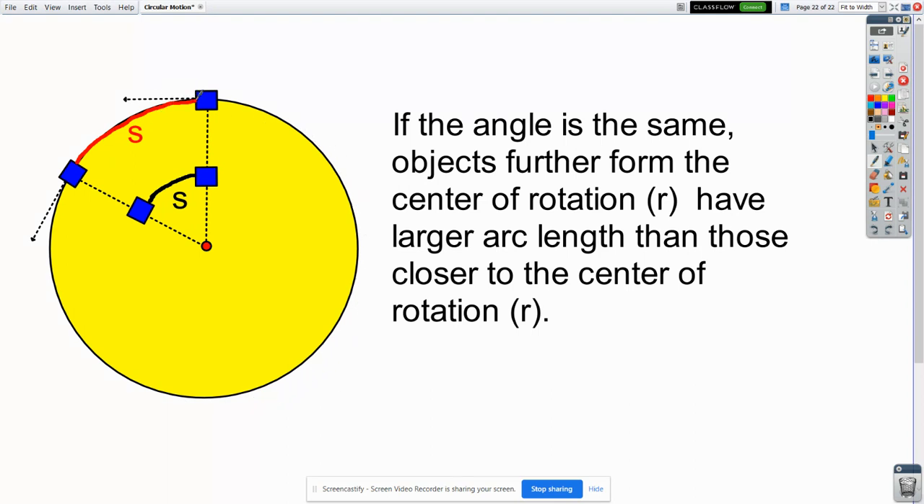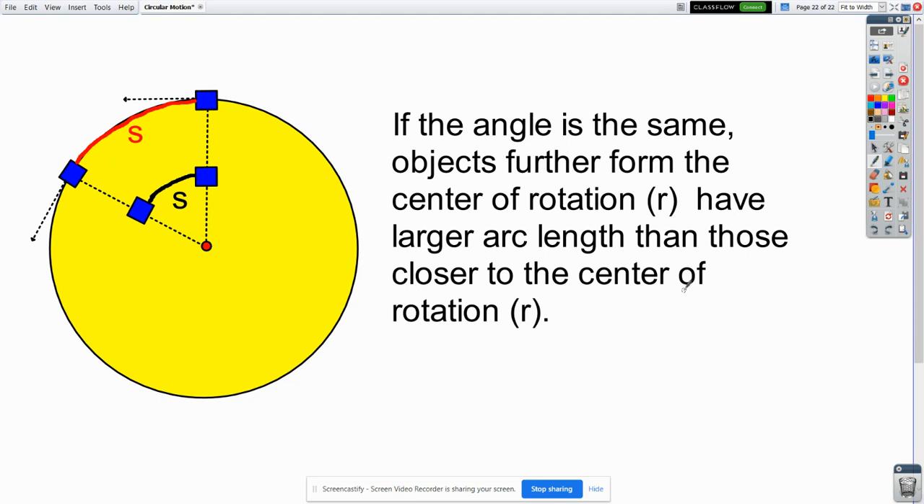So we will cover a greater distance, a greater arc length for every degree or radian that we travel. By moving closer to the center of rotation, what we're doing is we're decreasing the circumference of that circle. By decreasing the radius, we're going to make the circumference smaller. So every degree or radian we sweep through will be a shorter distance that we're covering.